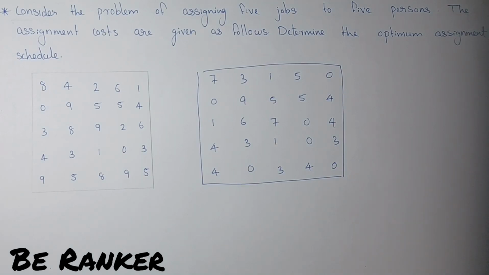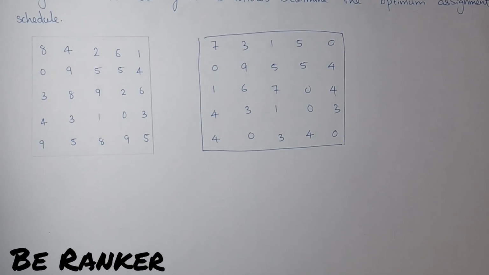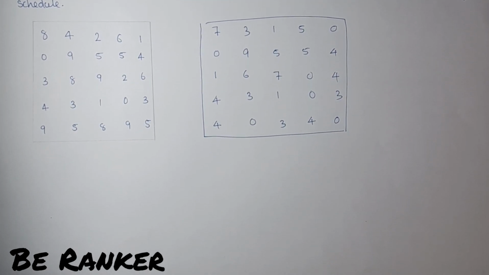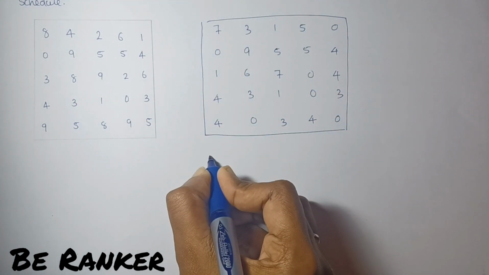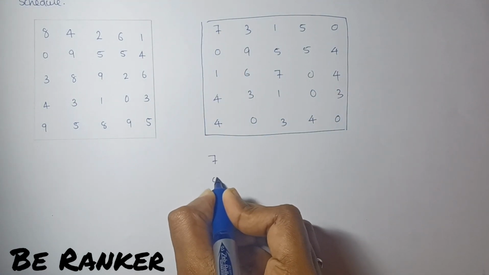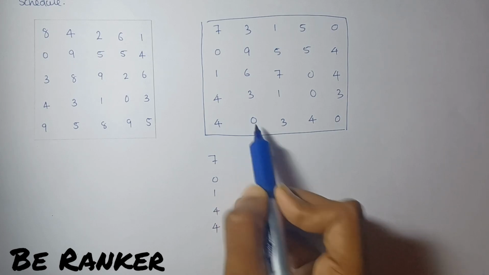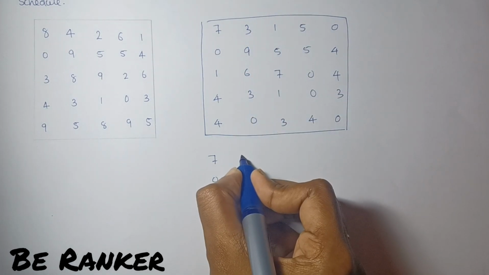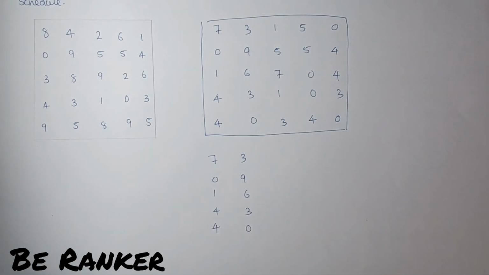Next step is to repeat this step by considering the columns. Now consider the first column. In the first column, 0 is the minimum value, so there is no change. So I write 7, 0, 1, 4, 4. In the next column also there is a 0, so there is no change: 3, 9, 6, 3, 0.